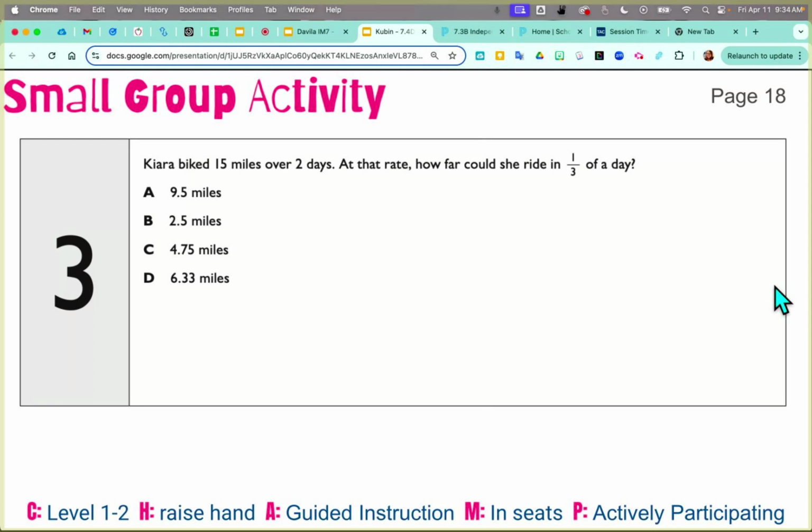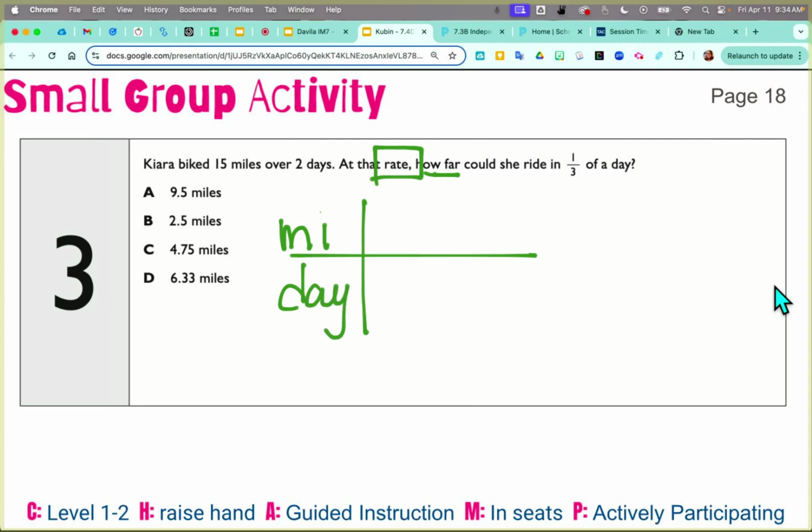Question 3. Kiara biked 15 miles over 2 days. At that rate, how far could she ride in a third of a day? So this time I am going to box my vocabulary word, and the rate tells me to make a table. I'm looking for distance, which is miles, over days. I started with 15 miles in 2 days, and I want to know how many miles in 1/3 of a day.